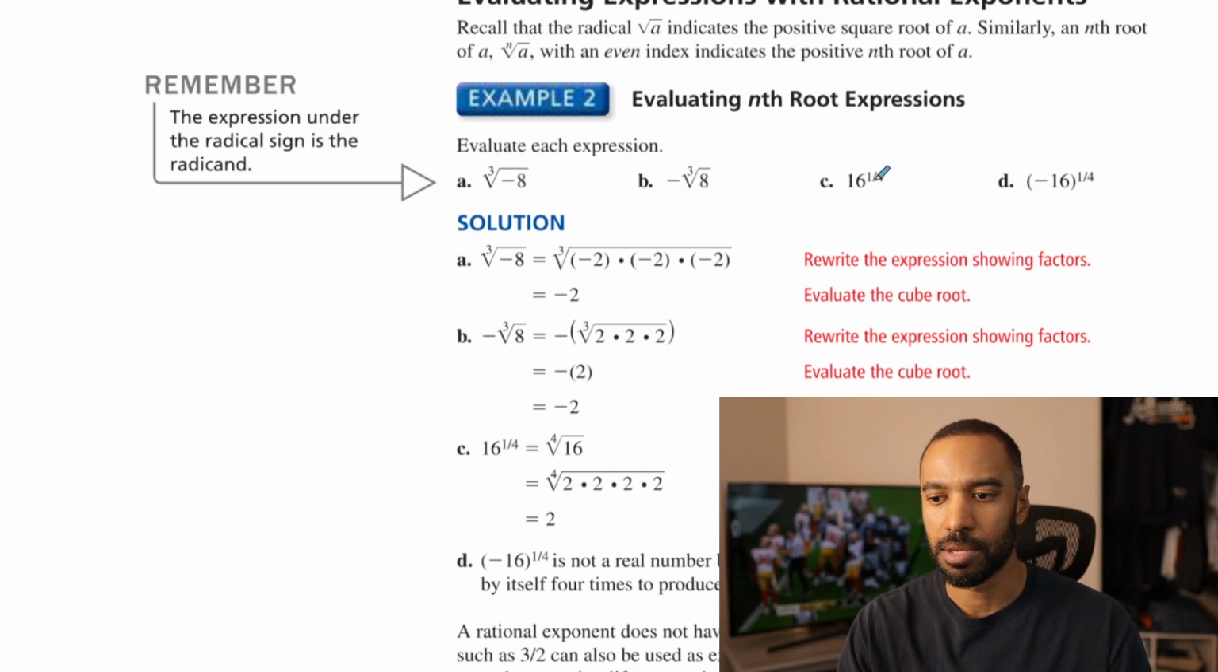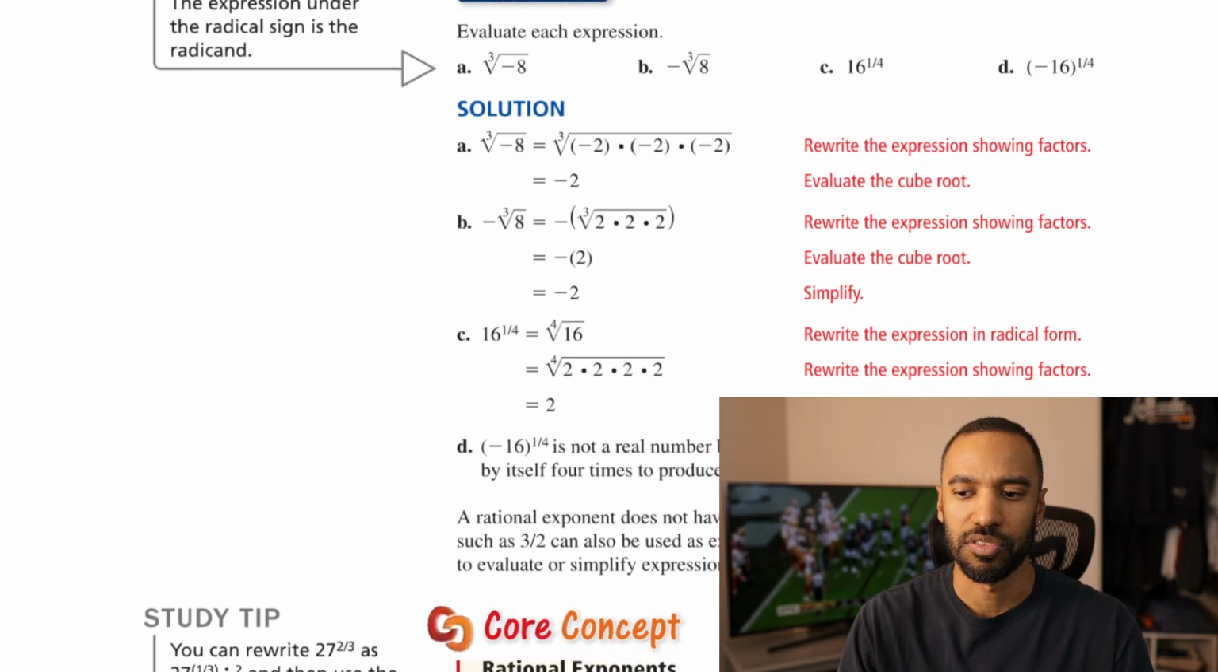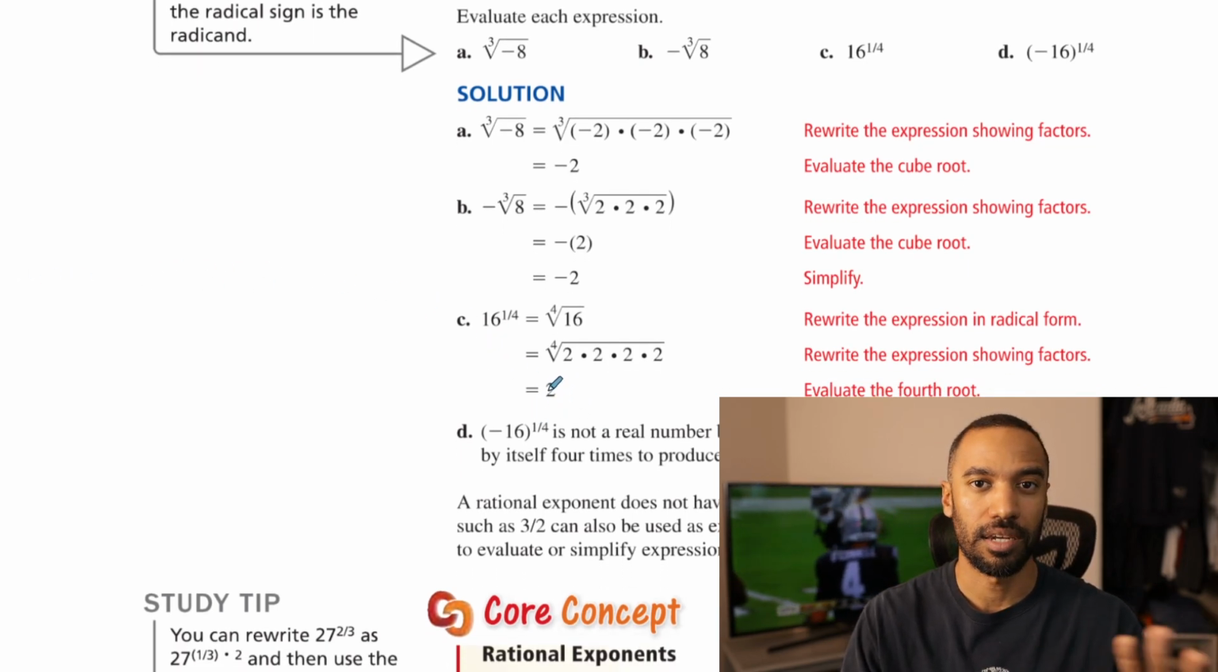16 to the 1/4 is the same as the 4th root of 16. So they show that right here. It's the 4th root of 16, boom. And the 4th root of 16 is 2. Just 2, not negative 2.